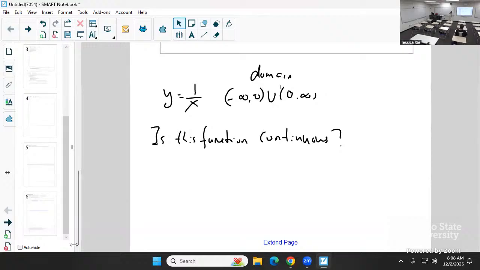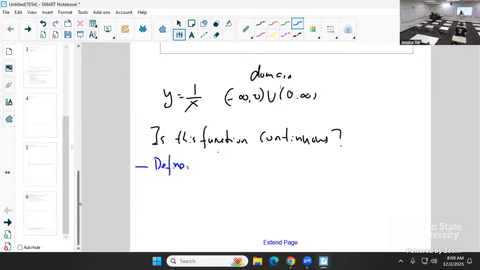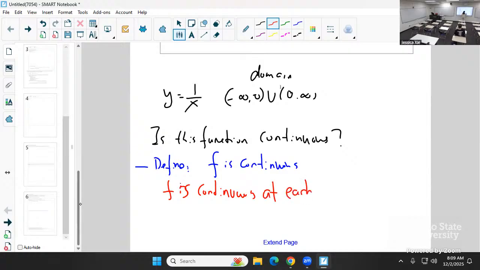Let's recall the definition. Okay, there are 3 levels. First of all, to define a continuous function: how to define that as continuous? By definition, we mean that f is continuous at each point on its domain. That's the definition. We say the function is continuous if it is continuous at each point on its domain, right?